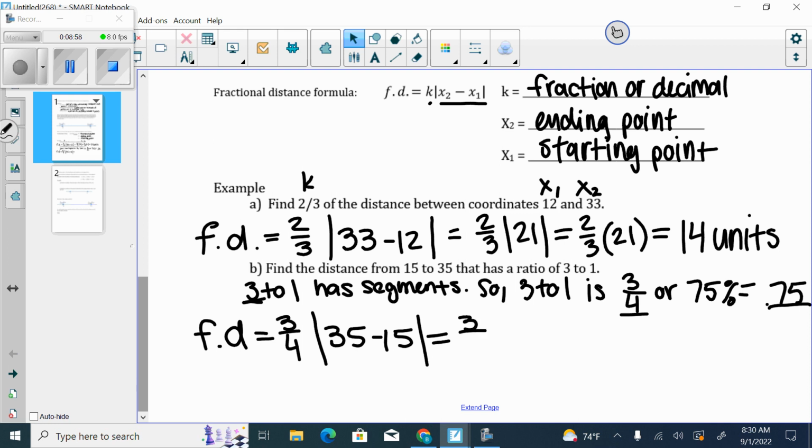Okay, and what is 35 minus 15? 20. And the absolute value of 20 is just 20. So 3/4 times 20 is 15. So 3/4 of the distance from 15 to 35 is 15 units. Okay? So here, again, we're still just finding fractional distance, not an actual location, just how many units you would move to go that way. Okay? So let's flip it over onto the back.